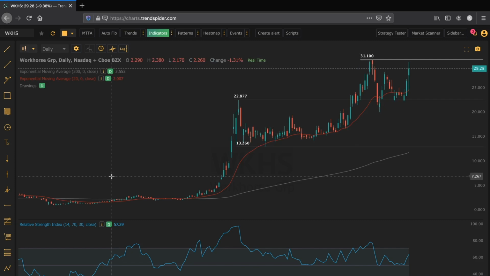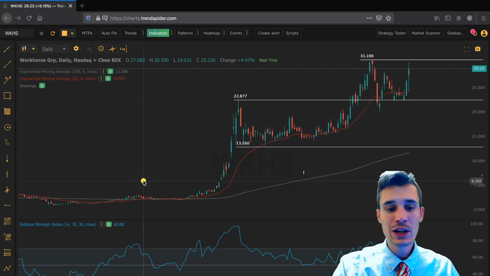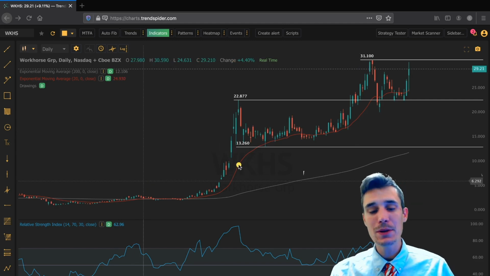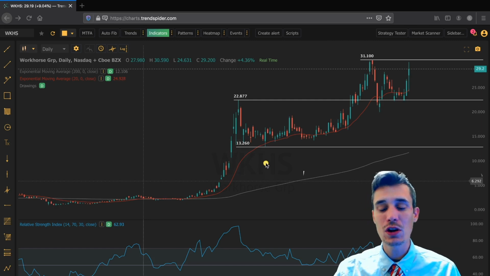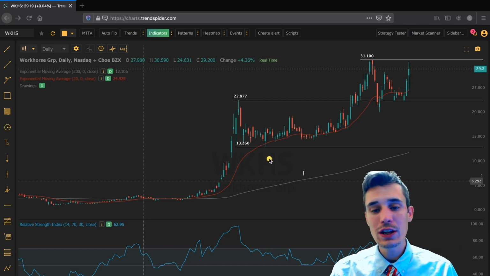So we got our support and resistance plotted out. And what does this chart tell me now? Now that I've got my support and resistance marked down, how would I go about attacking this chart, looking for a trade, looking for an entry?